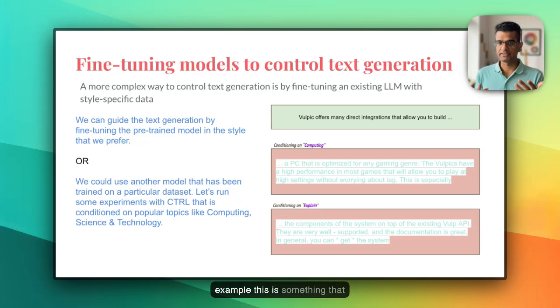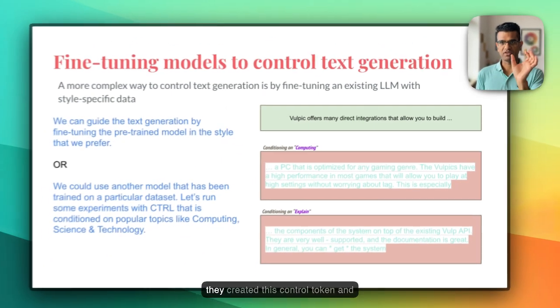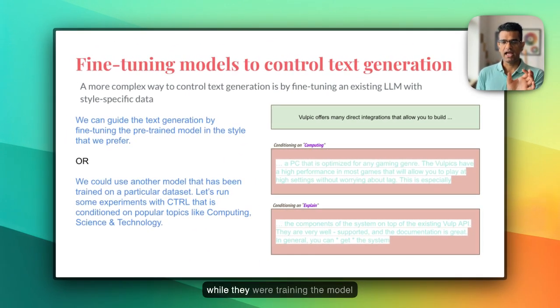Another example is something that Salesforce did with their model called CTRL, which is that they added control tokens while training the model. They went to Reddit, crawled several subreddits, and used the name of the subreddit, or defined a category, for example computing, science and technology, or health. They created this control token, and while training the model, they also specified the control token. Then at generation time, if you specify this control token, it generates text in that particular style or on that particular topic.